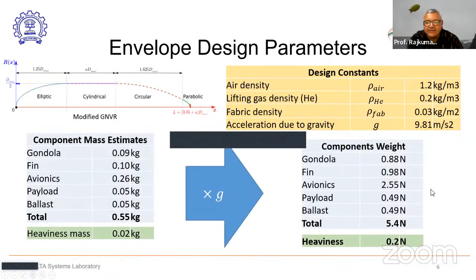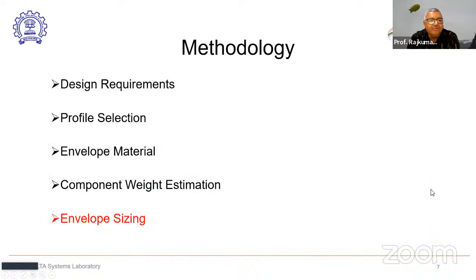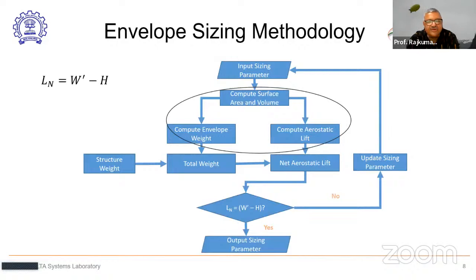Okay, let's go ahead then. So we have looked at the design requirements. We have looked at the section of the profile. We have decided the material, and we have also done some envelope, some component weight estimation based on whatever components were available. Now this process is a cyclic process actually. So this is only the first stage. So this is the initial calculation, and now we need to find out a suitable envelope size for our assumptions.